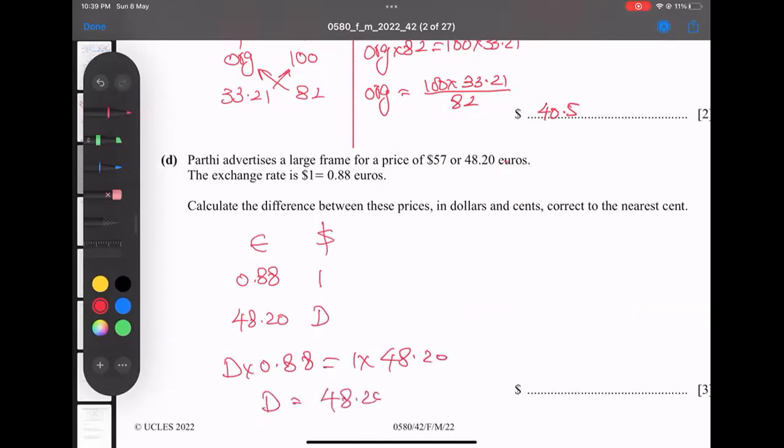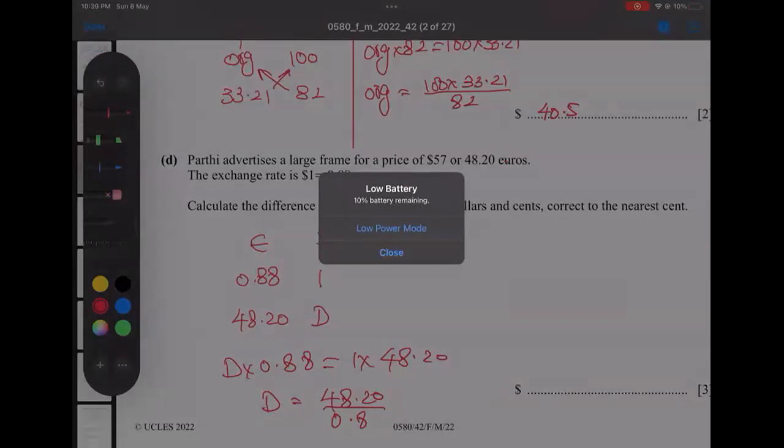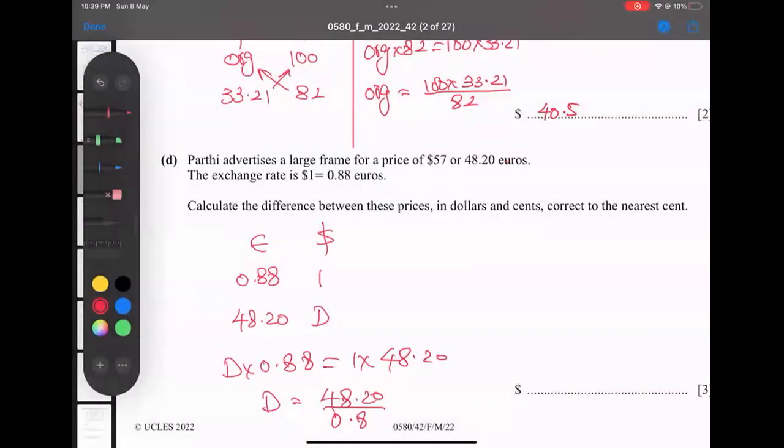So 48.20 divided by 0.88. Okay, so the dollar becomes 48.20 divided by 0.8, and I'm getting here 60.25. Yes, let me recheck. Oh, this is 88, not 80. So it means 0.88, and I'm getting here 54.7727.